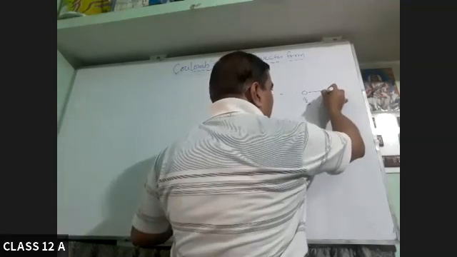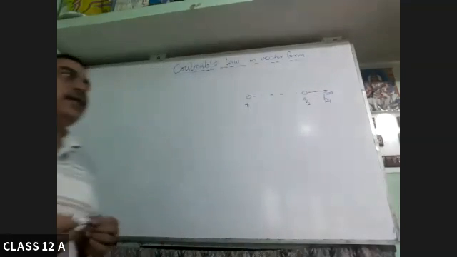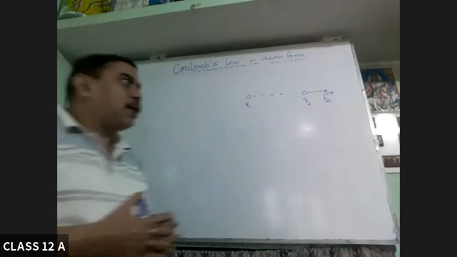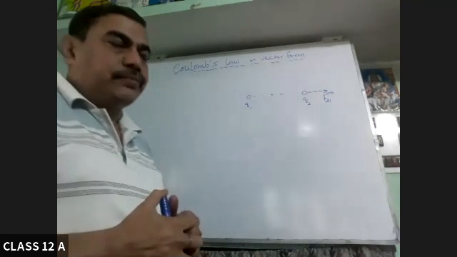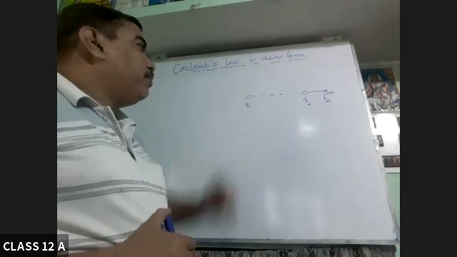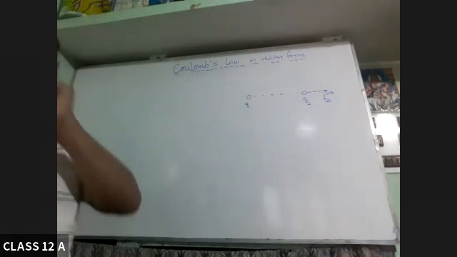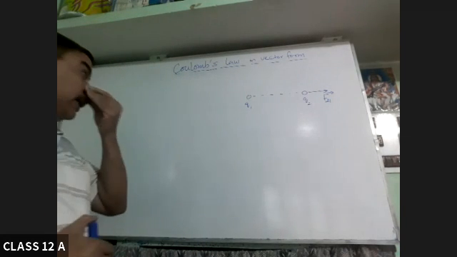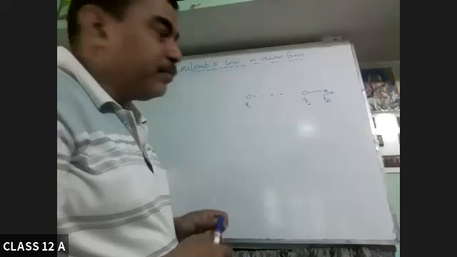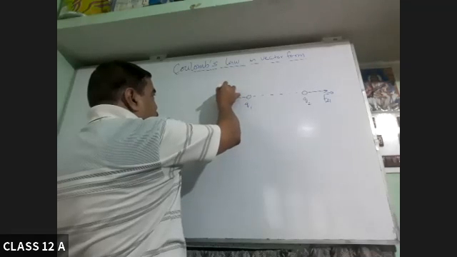So we write it F21, that is force experienced by second charge due to first charge. Now what will be the force experienced by this one? Left. It will be in the left direction. F12, this is force experienced by first due to second.